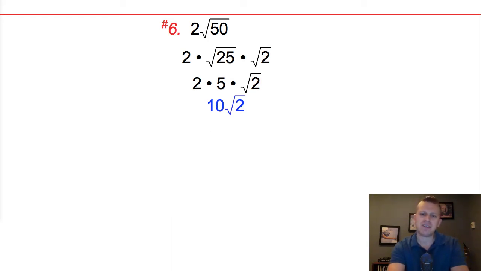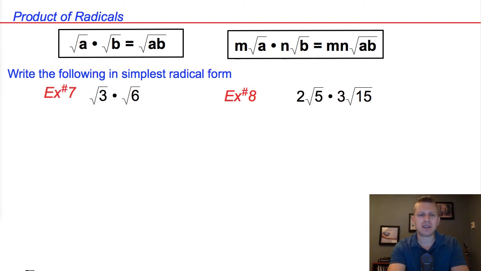In this next section of the video, I want to give you one more property, which is what happens when you take the product of radicals, or when you multiply them. Essentially, when you take the product of radicals, you just multiply the radicands, or what's underneath the radical sign.